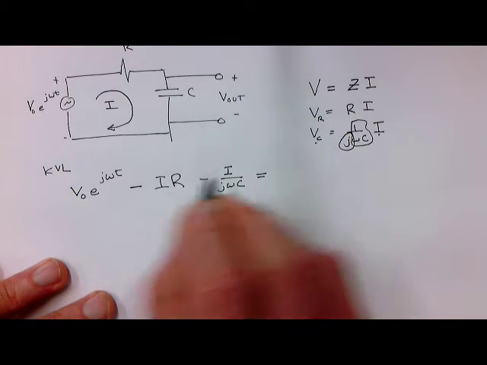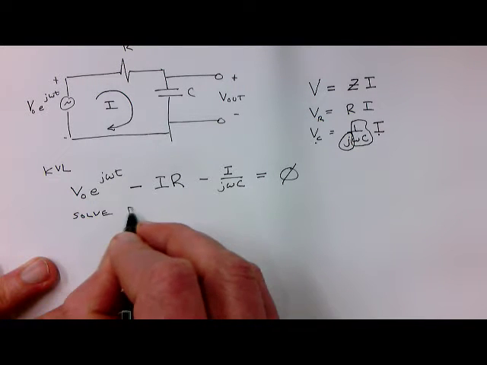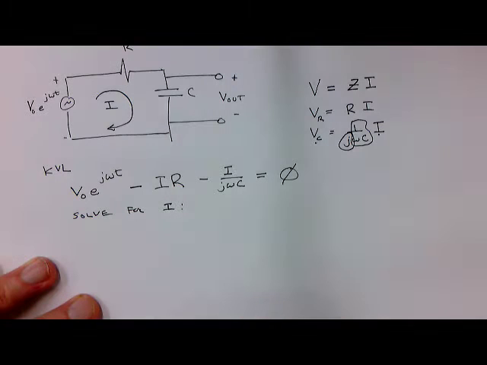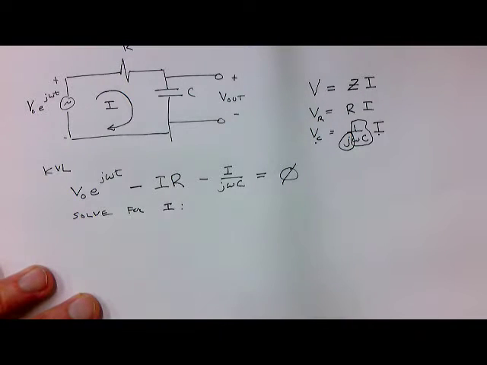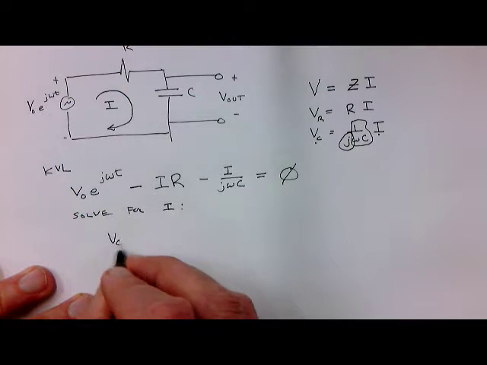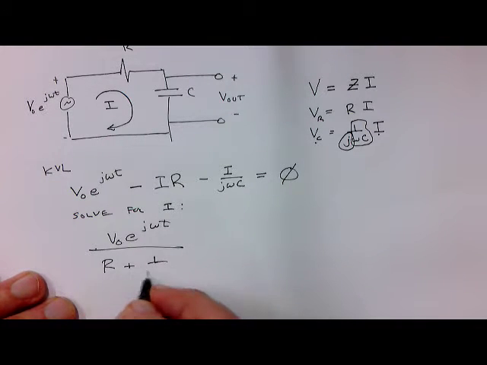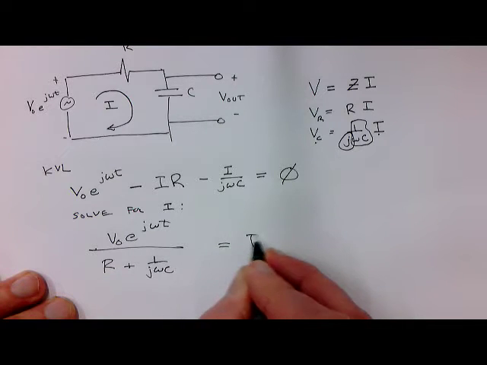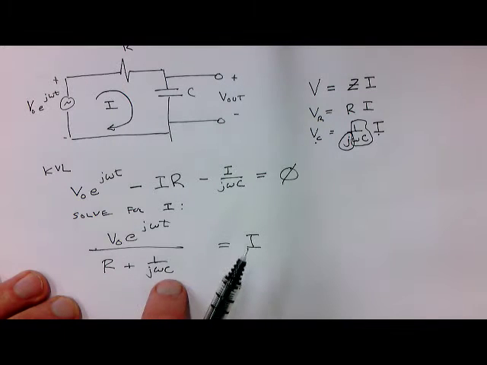So as I go around the loop, all those things added together have to come out to be 0. Right? So now this is just an algebra problem. I can now solve for I. If I solve for I, what am I going to get? I'm going to bring V naught over to the other side, and do some algebra, which I will not try to do out loud. I took this stuff over to this side, so I've got I times R plus 1 over j omega C. Then I just divide.